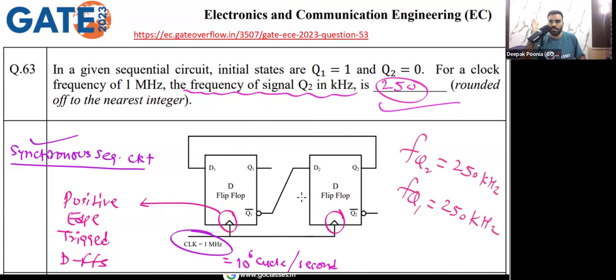Okay, we will understand this circuit, how this is behaving, how this is changing the state. Once we understand the behavior of this circuit, then we can solve this question very easily, because the initial state is given to you, that is, q1 q2 equal to 1 0. And you can see we have already solved it.